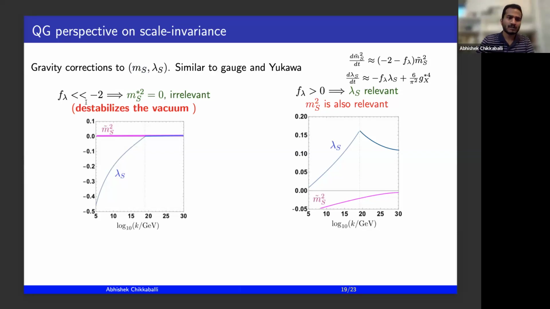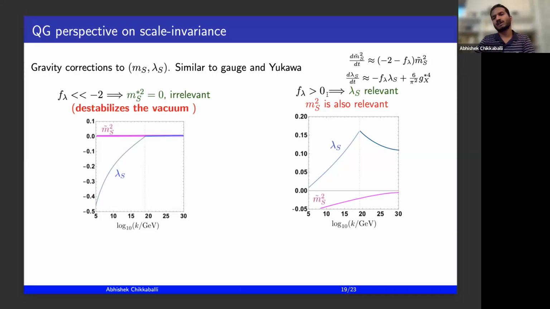If f_lambda is much smaller than -2, then we find an IR attractive fixed point at 0 for this mass parameter as well. So this means that here we have true quantum scale invariance. However, in this scenario, the quartic coupling actually goes negative as we flow from UV to IR, and this destabilizes the vacuum. And even if we consider f_lambda between -2 and 0, this does not change the conclusion much.